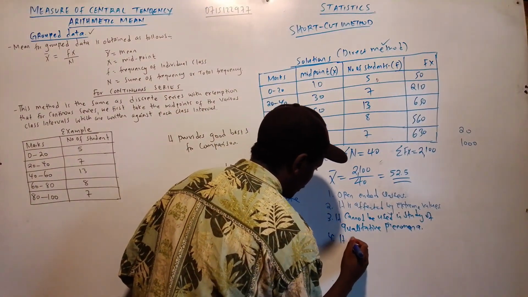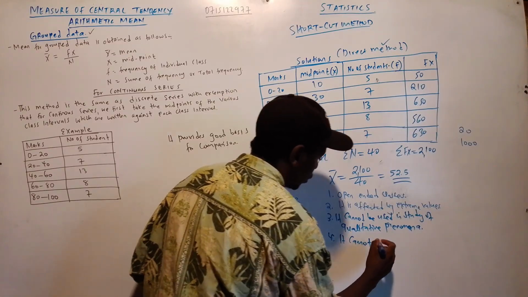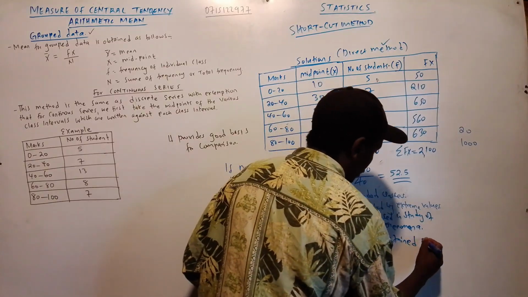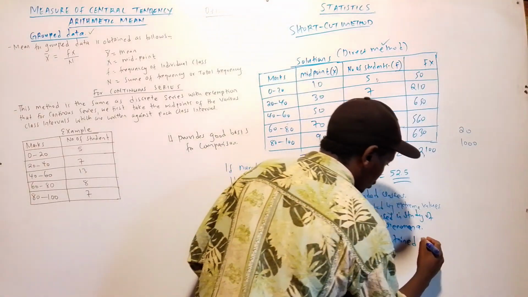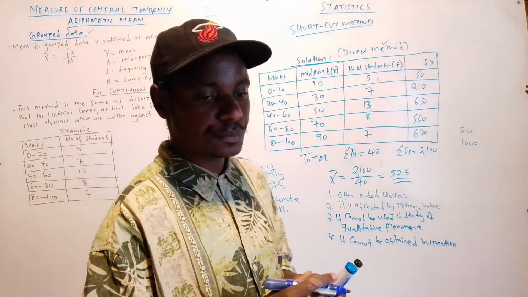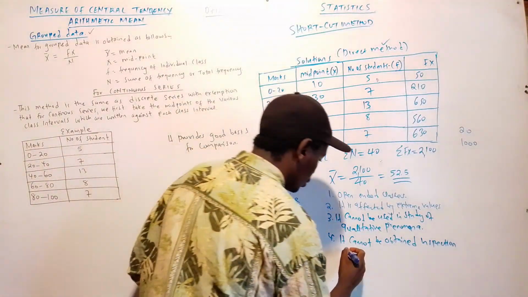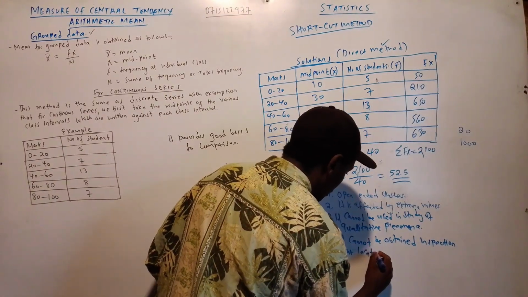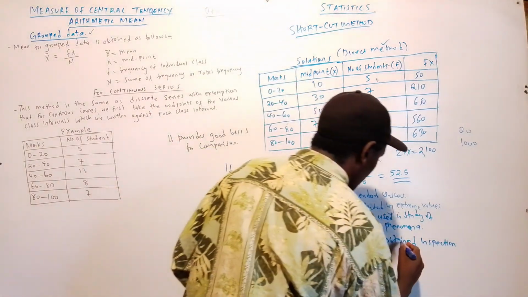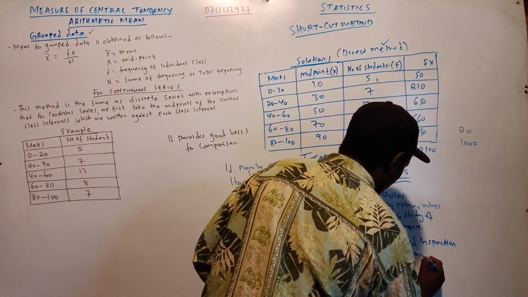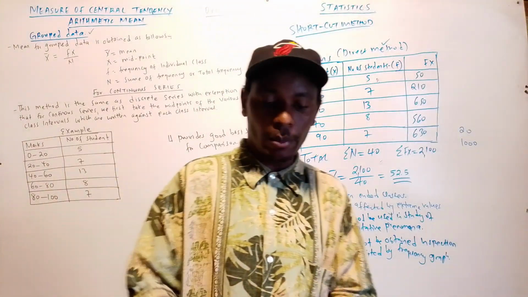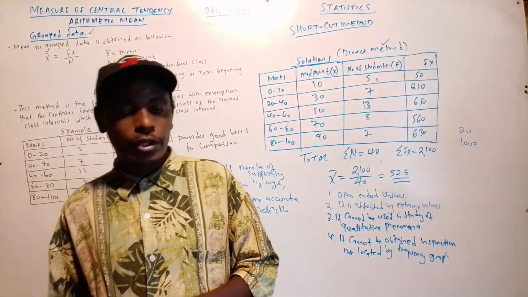Another disadvantage, it cannot be obtained by inspection. It cannot also be located by frequency graph. So you cannot use the frequency graph to locate it.